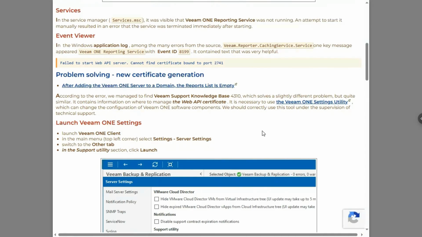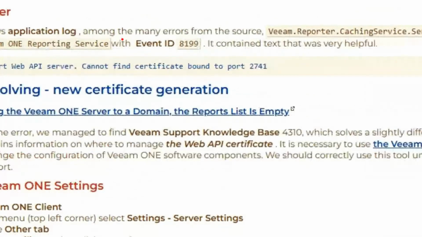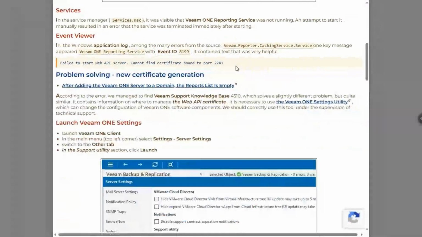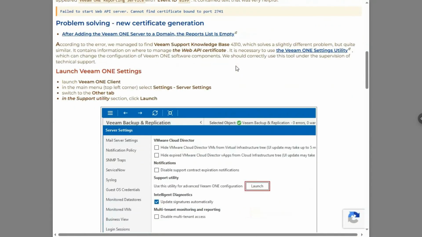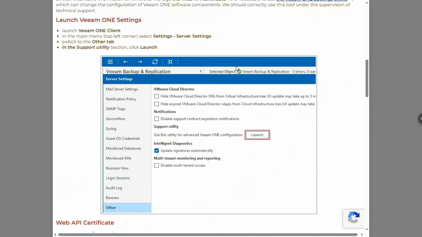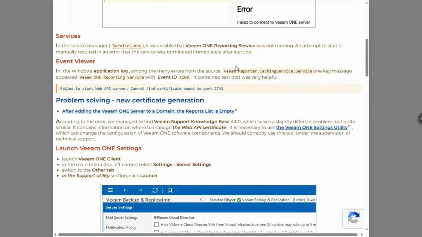That was event ID 8199, stating that the web API server couldn't find the certificate bound to port 2741. So the root cause was a missing or invalid self-signed web API certificate, commonly triggered after changes like domain joins or environmental modification. And the fix was to regenerate the certificate using the Veeam ONE settings utility, restart services, and everything came back online.